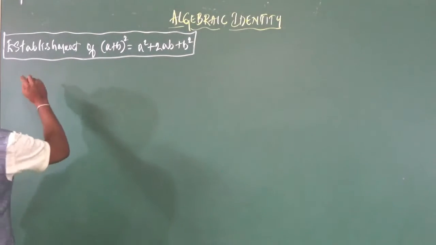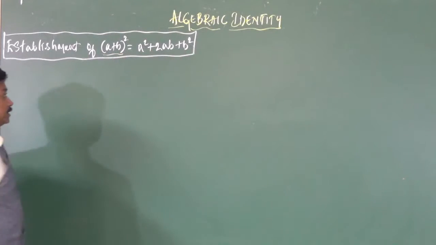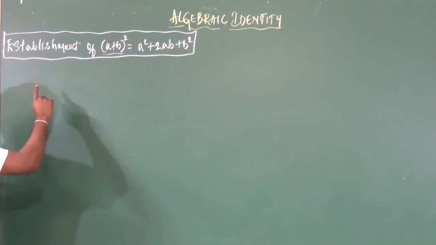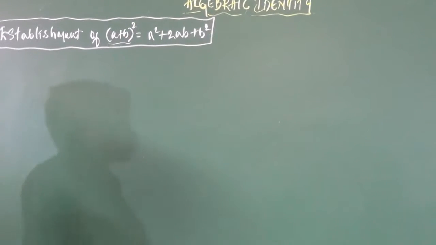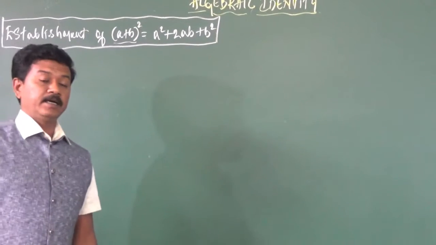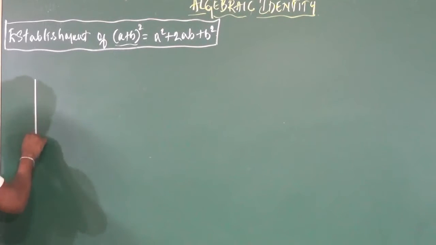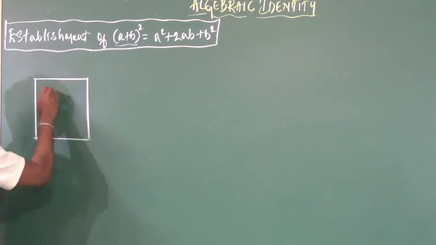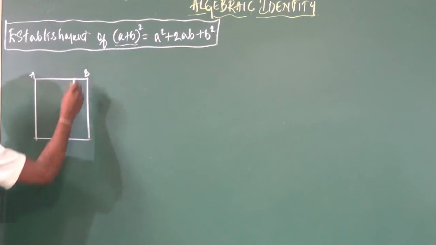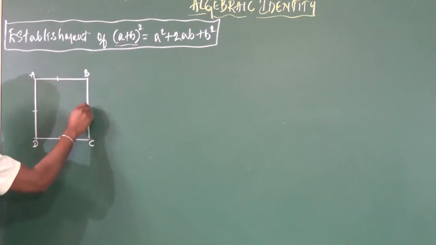So, the establishment of (a+b)^2 = a^2 + 2ab + b^2. In order to establish this, in the LHS we have (a+b) whole square, so we will consider a perfect square here. We know that in a perfect square all four sides are equal. So ABCD is a square where all four sides are equal.